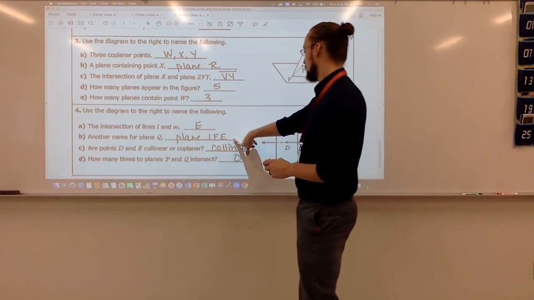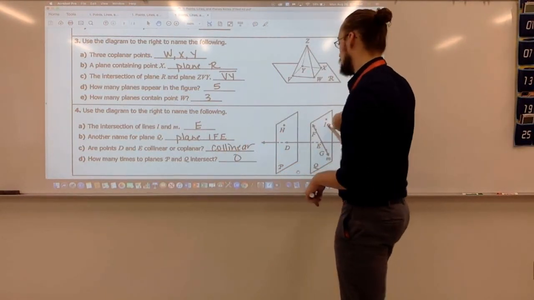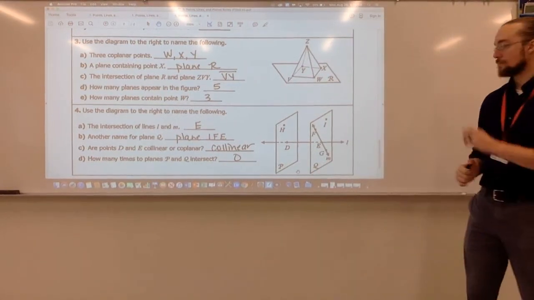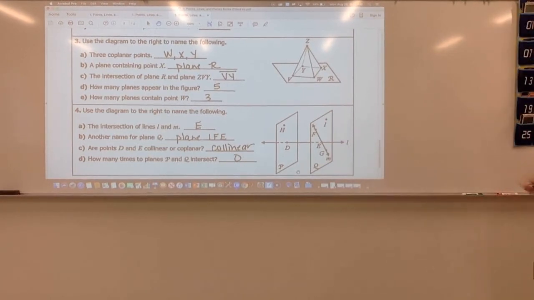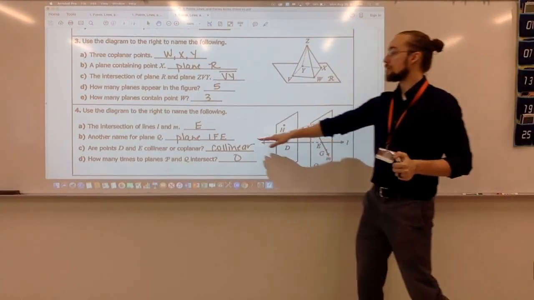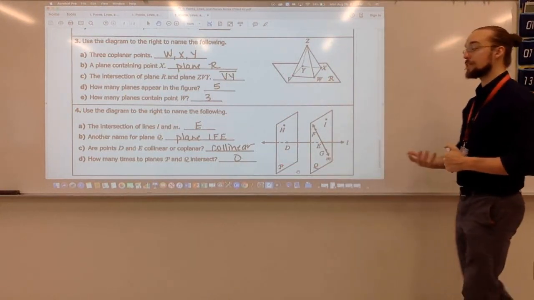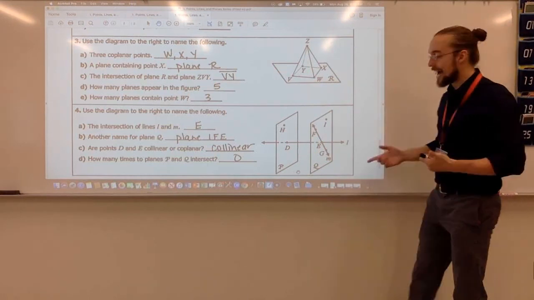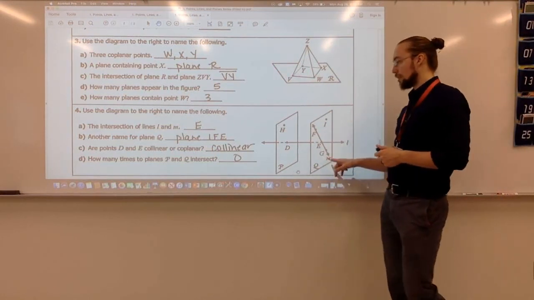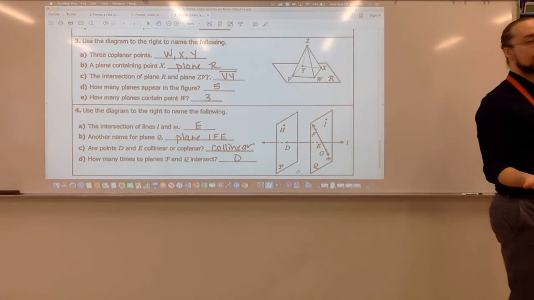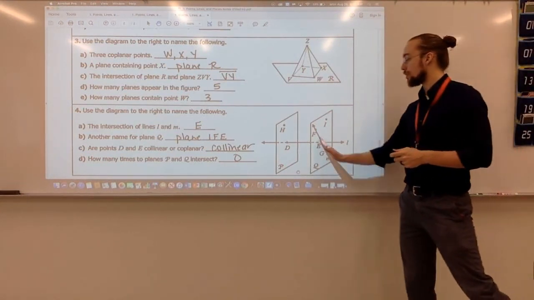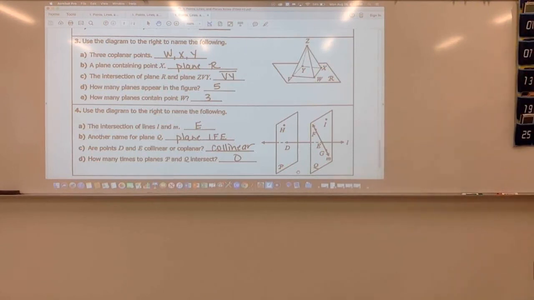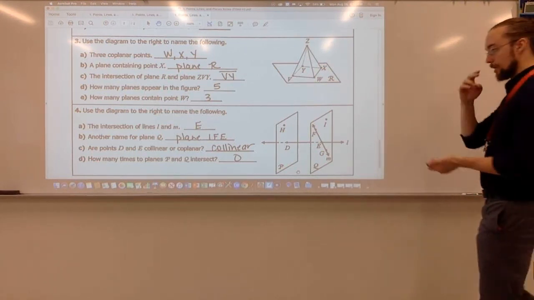For B here? I-F-E. Alright, so for B here, another name for plane Q, we just needed to choose 3 non-collinear points. So we could not have chosen F, E, and G. I could not have said plane F, E, G, because those 3 points are on the same line. And I need to choose 3 points that are not on the same line to name a plane.